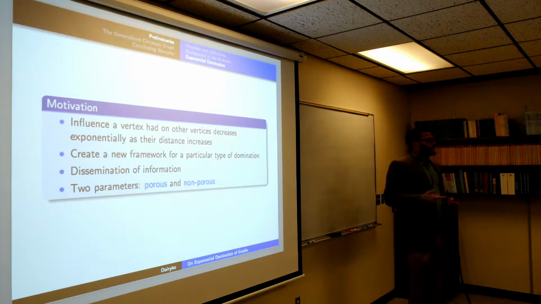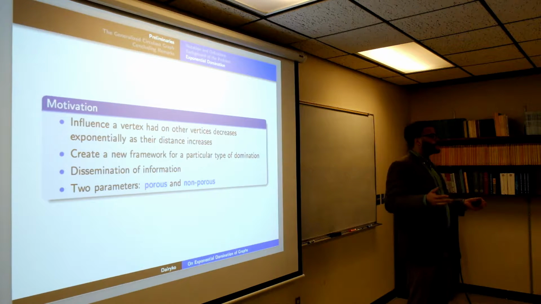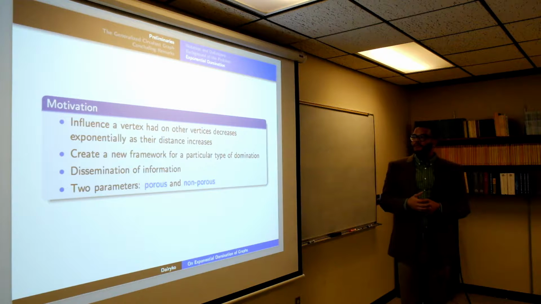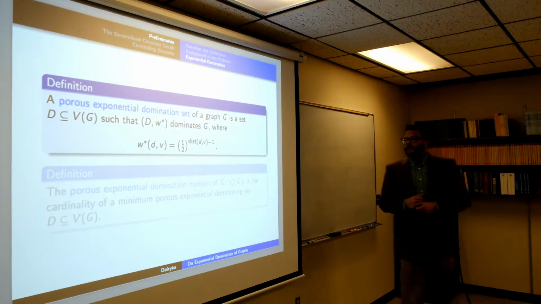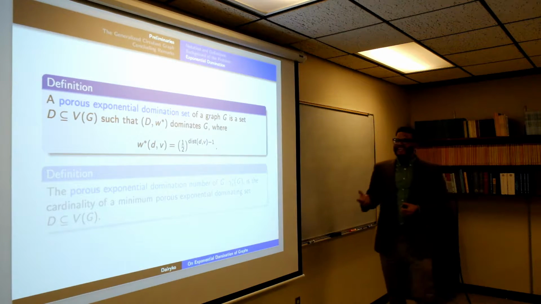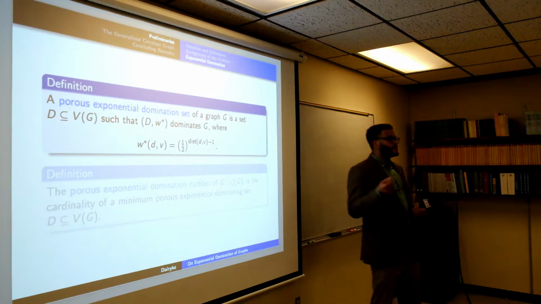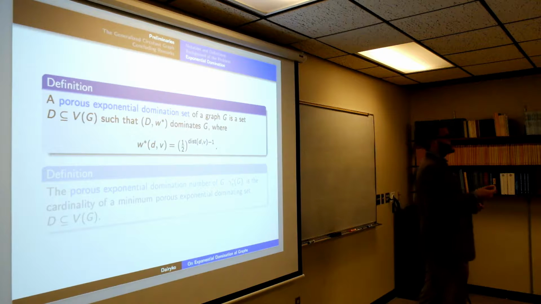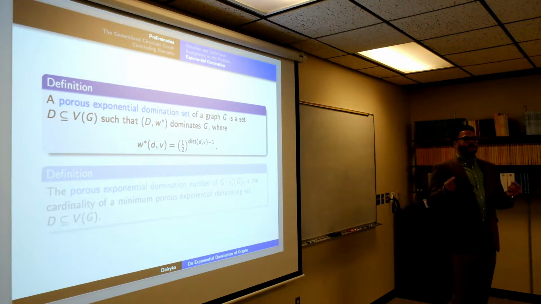So there are two parameters in exponential domination: something called porous and non-porous exponential domination. For the rest of this section, in the preliminaries, I'm going to talk about what it means to be porous and non-porous. All right, so in porous exponential domination, there's a weight function, W star. Now the weight that descends to V with respect to W star is going to be 1/2 to the distance between those two vertices minus 1. And when I say distance, I mean the length of the shortest path between those two vertices.